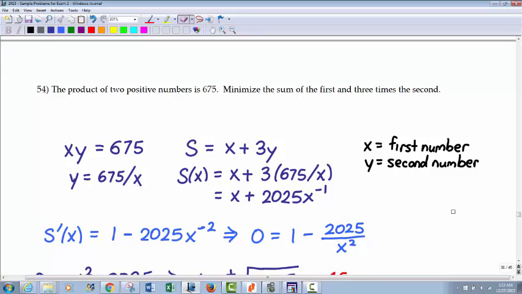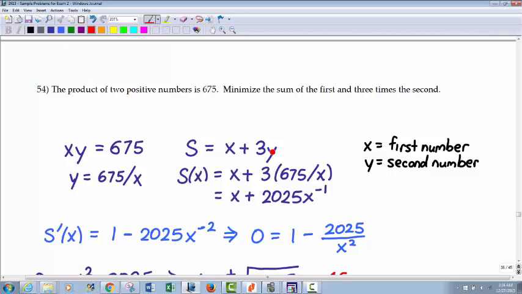The product of two positive numbers is 675. Minimize the sum of the first plus 3 times the second. So I wrote this as S; the choice of the letter S is purely arbitrary. You can use any letter you want here, but the x plus 3y is important. They don't have to be x and y, but it's the first plus 3 times the other. And we know the product will be 675, so when you multiply them together, they'll be 675.